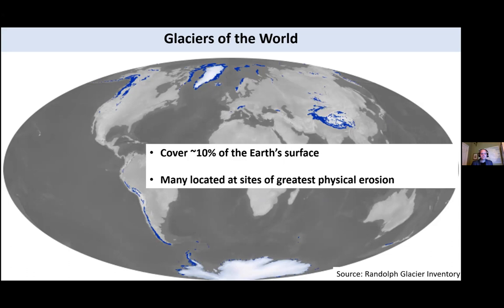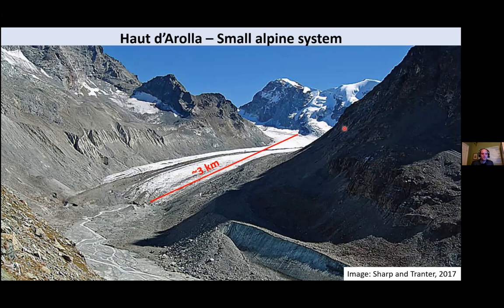So these glaciers, three ice body systems, cover about 10% of the Earth's surface, but particularly the Alpine glaciers throw outsized weight because they happen to be located at sites of high physical erosion. So anything they do chemically, they do to a place where there's lots of sediment passing through. So let me just give a few examples here.